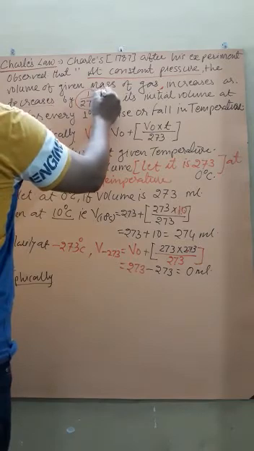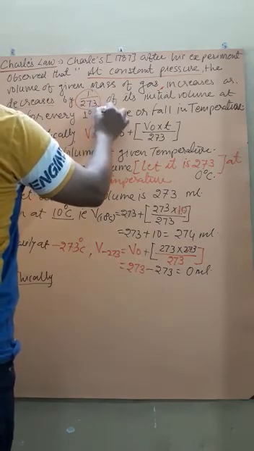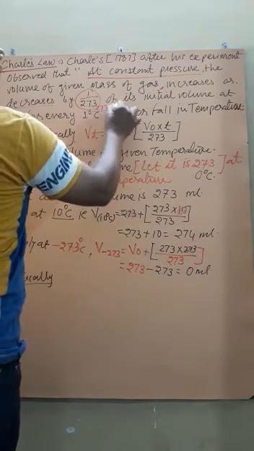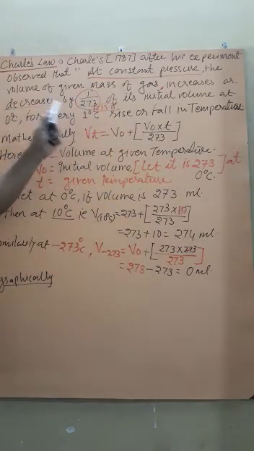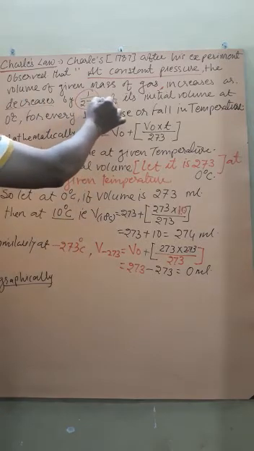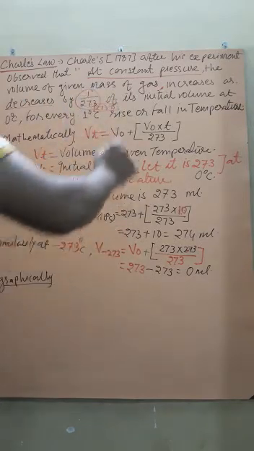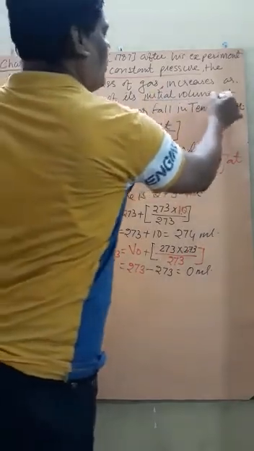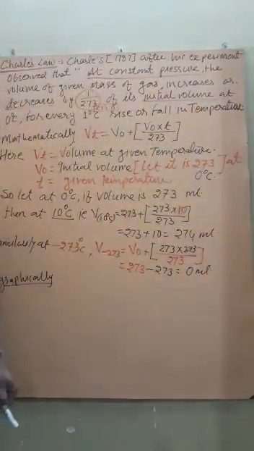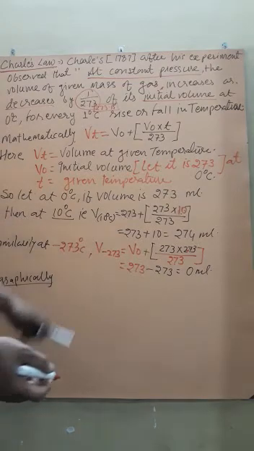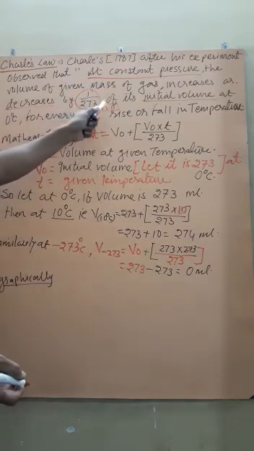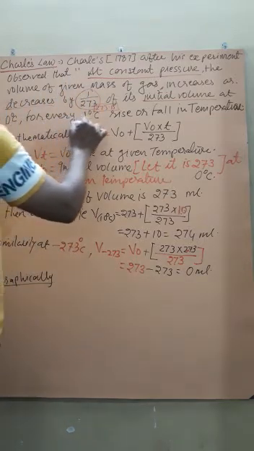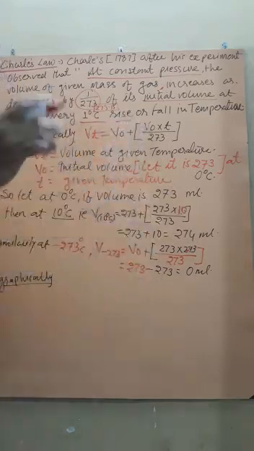Actually, what we are using is 273.15, but for convenience I am taking only 273. Actually it is 1 upon 273.15 of its initial volume. That is, whatever the volume of the gas is, if we increase the temperature, then its volume will increase by 1 upon 273 at every 1 degree Celsius rise or fall in temperature.